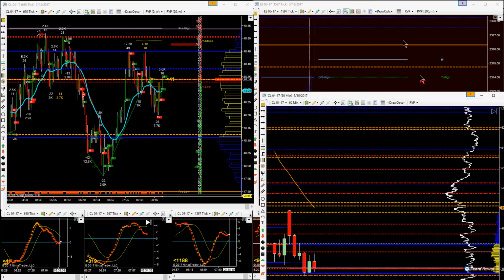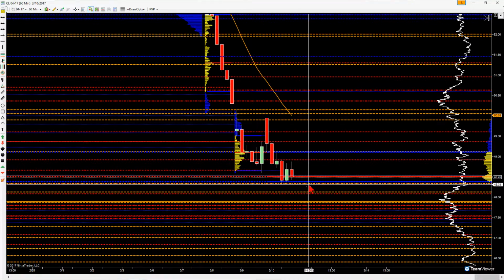We are currently trading 48.34. So let's give ourselves a mark there. Okay, right at overnight VPOC pretty much. So we're starting to get back.